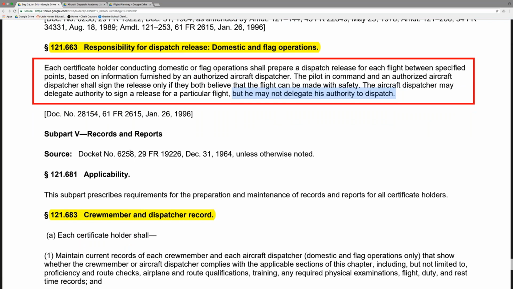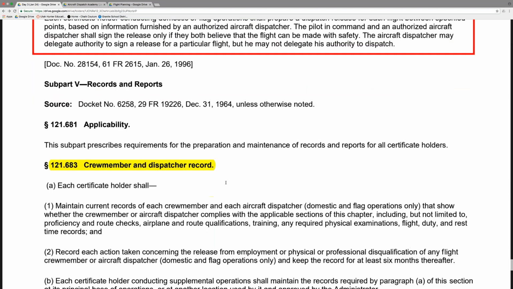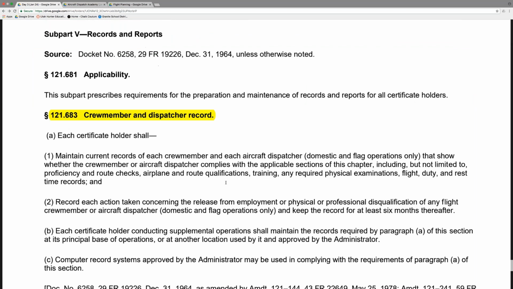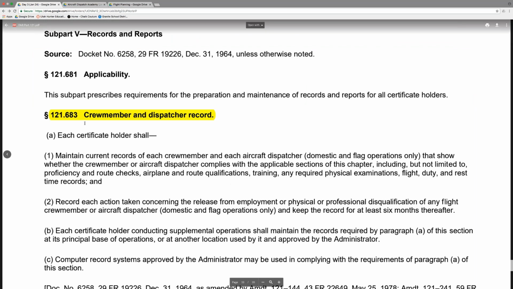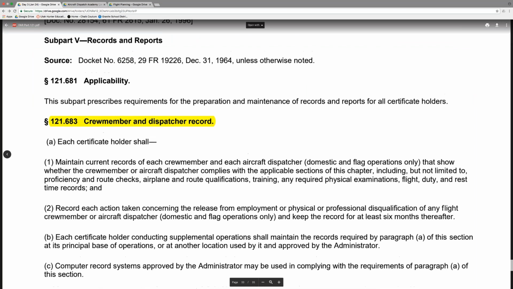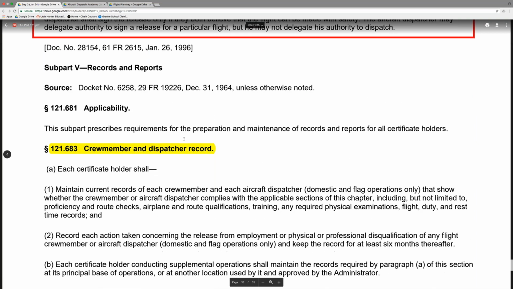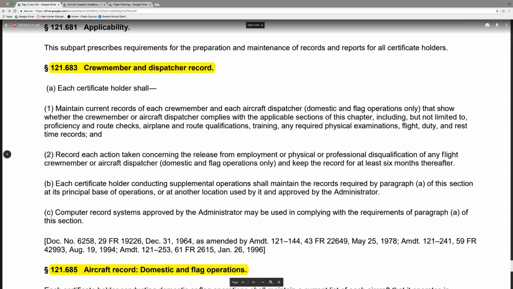We've kind of beat that one up pretty good, but it's extremely important to really understand that because it directly affects us, right? So this subpart V goes over our records and reports. Okay, so who is next on our list?